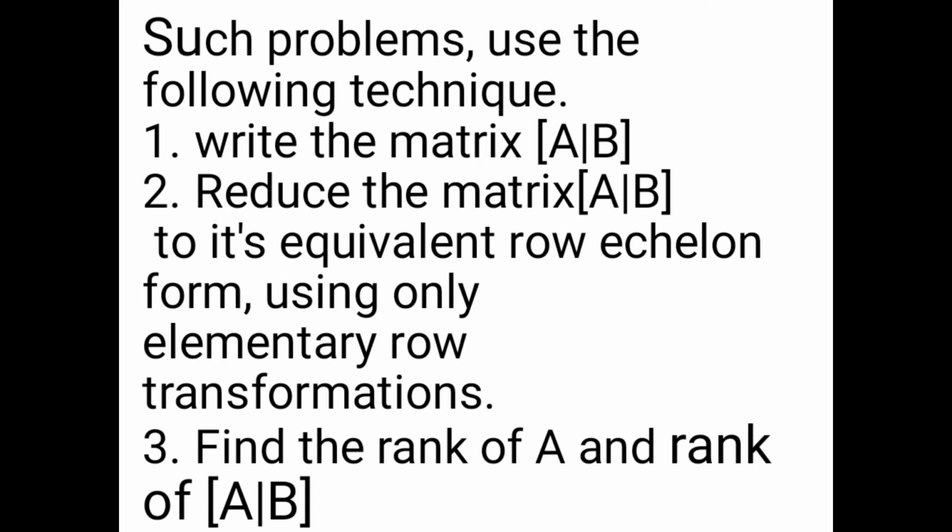So to use this technique, we follow three steps. One is, along with the coefficient matrix A, we add one more column of constant matrix B. That is, we consider the matrix A along with one additional column of constant matrix B, and it is called the augmented matrix. The coefficient matrix A is augmented by one column of constants. So we first write the augmented matrix AB.